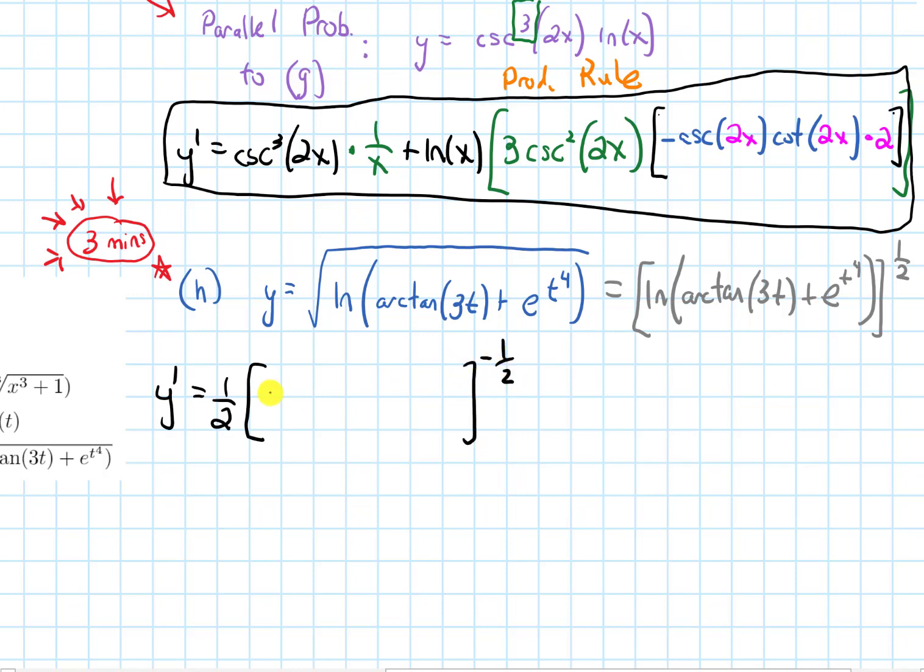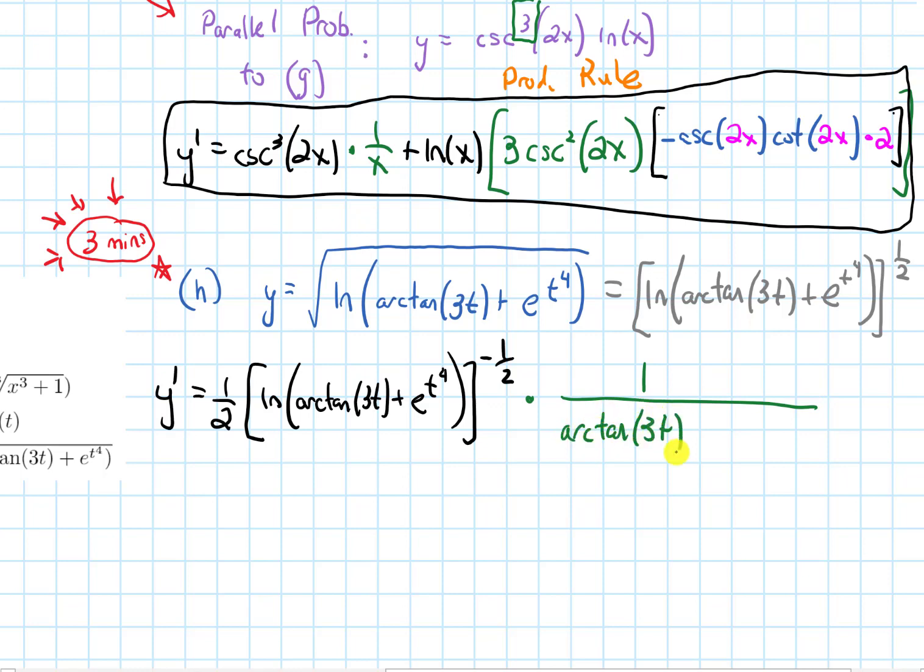And I keep plugging the same inside stuff in. So ln of arctan of 3t plus e to the t to the 4th, all of that is inside the ln. Now I have to multiply by the derivative of the inside, the derivative of ln of this stuff, which itself is going to be chain rule. The derivative of ln of stuff is 1 over the stuff, so 1 over arctan of 3t plus e to the t to the 4th. But then we multiply that by the derivative of the stuff inside ln. So the derivative of all of this. I'm going to put a big old parentheses for that.